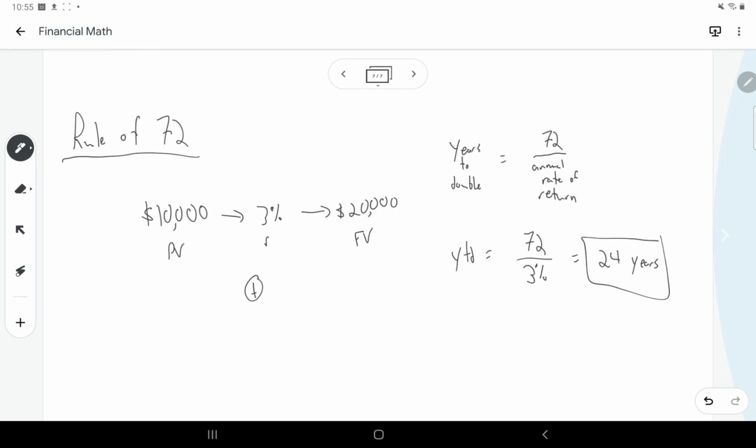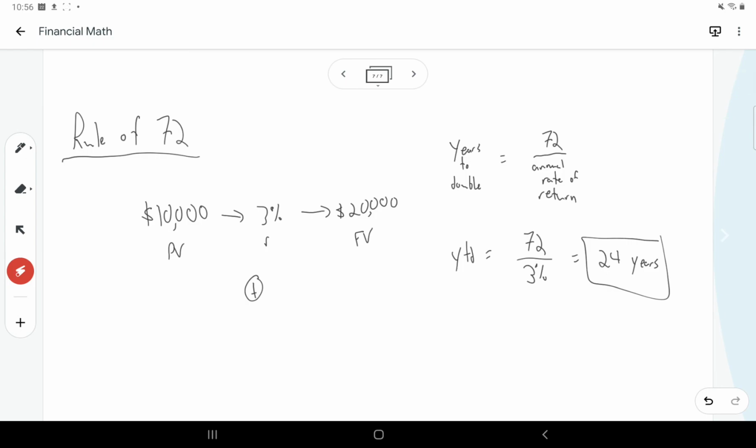Ta-da! How simple is that? It will take 24 years to double at that percent. Now, it's not perfect. This is not going to be the exact time it takes, but it's a really good estimate. So the rule of 72 is a great estimation tool. It is not a perfect estimation tool. Calculating everything out is always going to be better, but this is faster. And until we go over some techniques in a new video, this is about as good as we can get for calculating that.